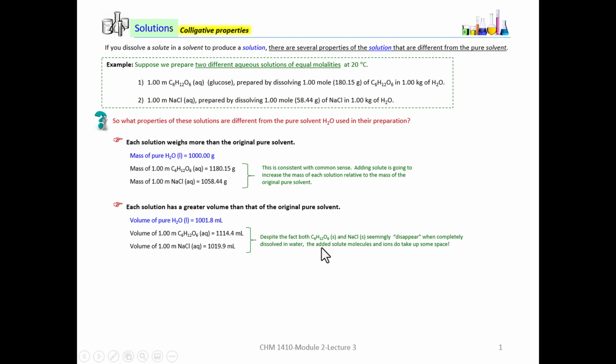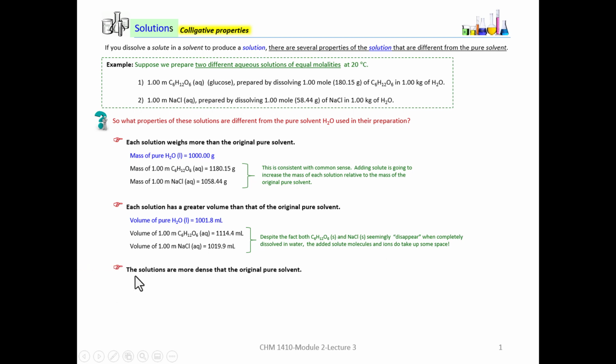Now, the fact that both of these solutions have volumes greater than about 1,000 milliliters, when you make the solutions, both solutes just seemingly disappear into the water. Remember, when you make a solution in water and things dissolve, the solution doesn't look any different than the water by eye. So the added solute molecules actually take up some space. So each solution would have a greater volume than that of the original pure solvent.